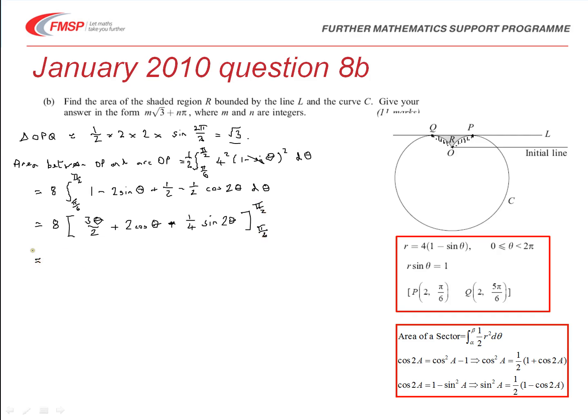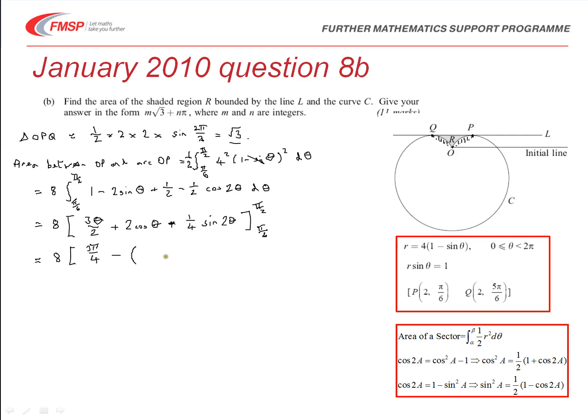Okay, so what have we got? We're going to get 8. So putting in pi by 2, we're going to get 3 pi by 4. And the cosine of pi by 2 is 0. And the sine of pi is also 0. So there's no more terms to come from putting the pi by 2 in. Then we've got to do minus substituting in the values of pi by 6.